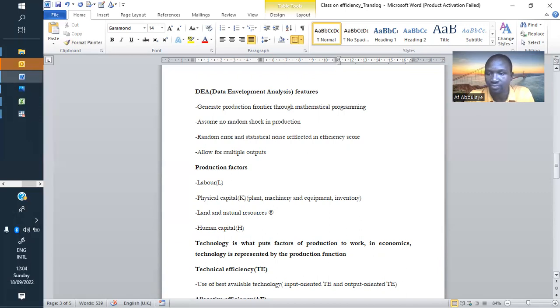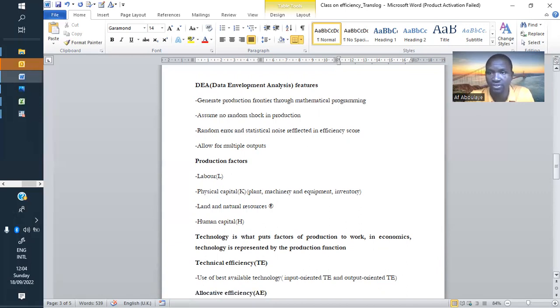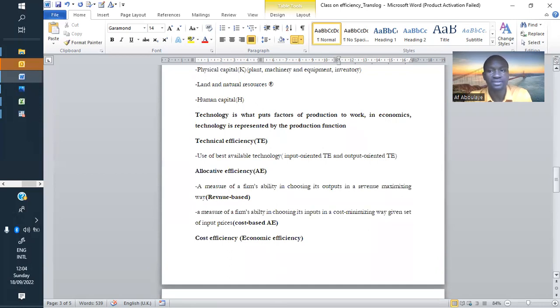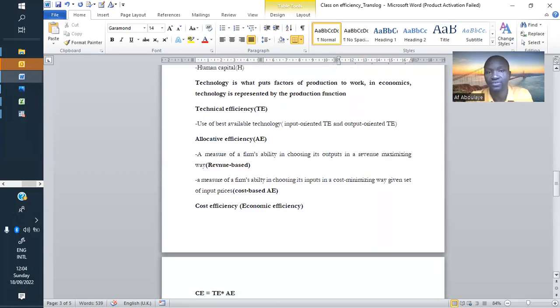Okay. Then let's talk about efficiency itself. We have different kinds of efficiency, technical efficiency, for example, which measures the use of the best available technology. We have input-oriented technical efficiency and output-oriented technical efficiency.